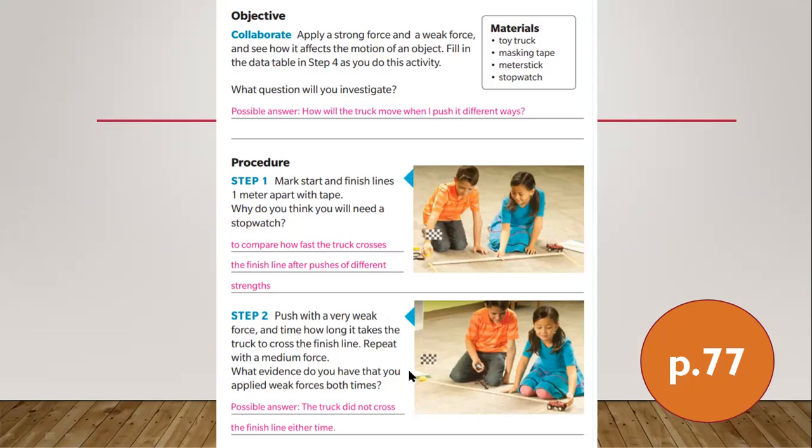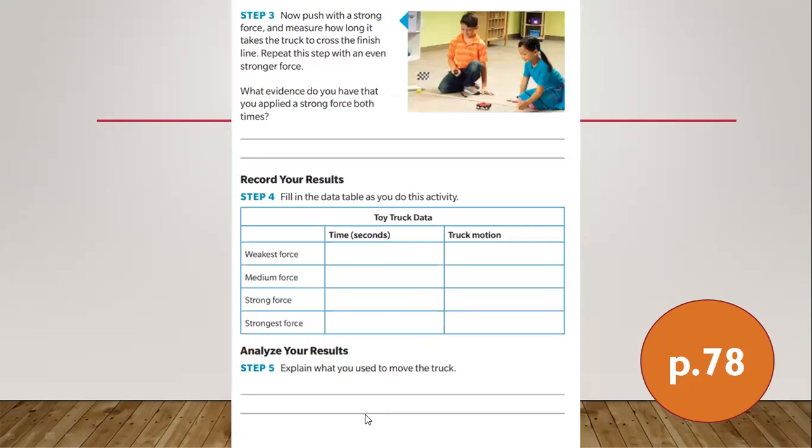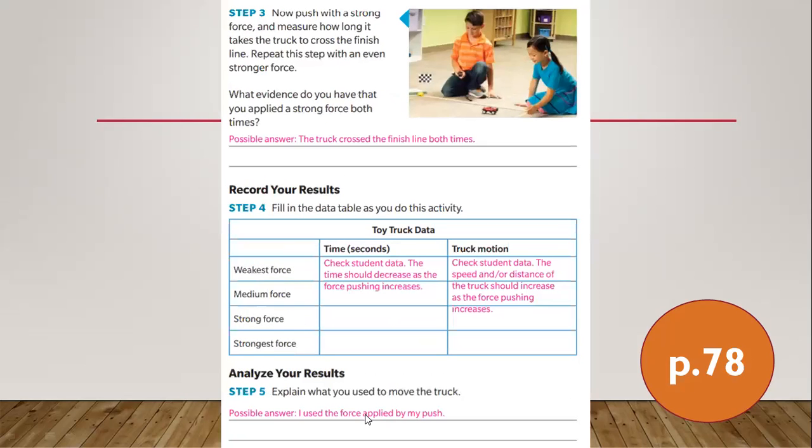What evidence do you have that you applied weak force? It moves slowly. The truck did not cross the finish line. That is the evidence, the proof that you are using a weak force. The car cannot move fast. And what is the evidence that you applied strong force? The car passed the finish line, or passed the end point. The truck crossed the finish line both times.